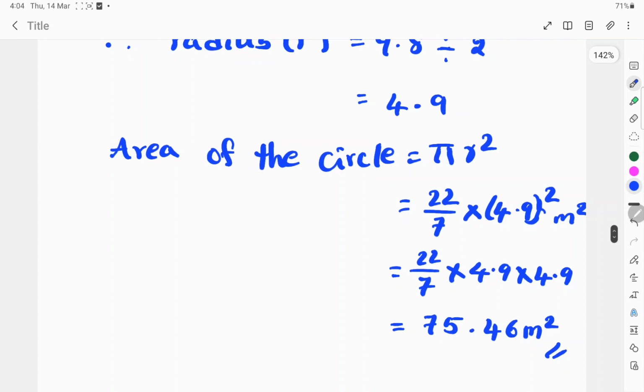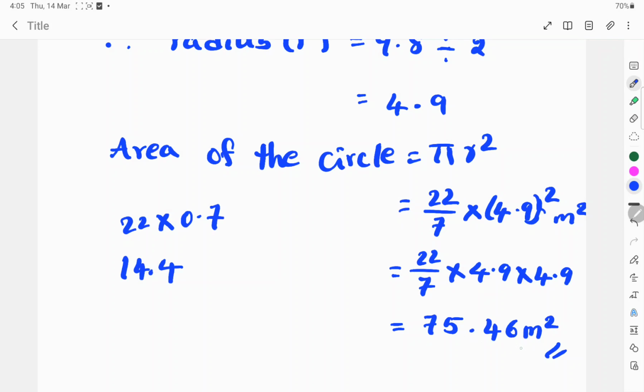Here 4.9, you remove the point, then 49. So, 49 is cancelled by 7 seven times. So, 22 into 0.7. 7 twos are 14. So, you put the dot, 14.4. Then multiply 14.4 with 4.9, then you will get the answer.